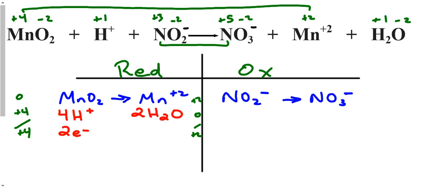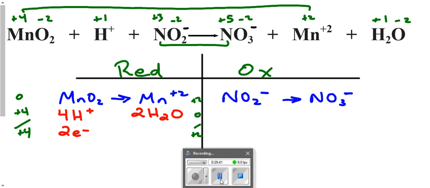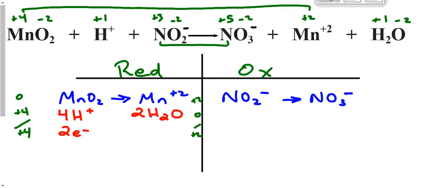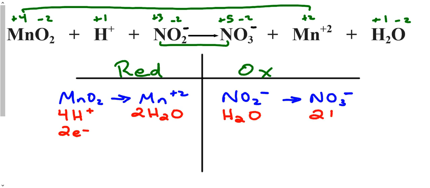We'll now do the same thing for the oxidation half reaction. 1 nitrogen before, 1 nitrogen after. Our redox species are balanced. We have 2 oxygens on the reactant side and 3 on the product side, so the reactant side needs 1 more. We'll add 1 water molecule to add 1 more oxygen. Then I've got 2 hydrogens that need balancing, so we add 2 protons, remembering my charges.